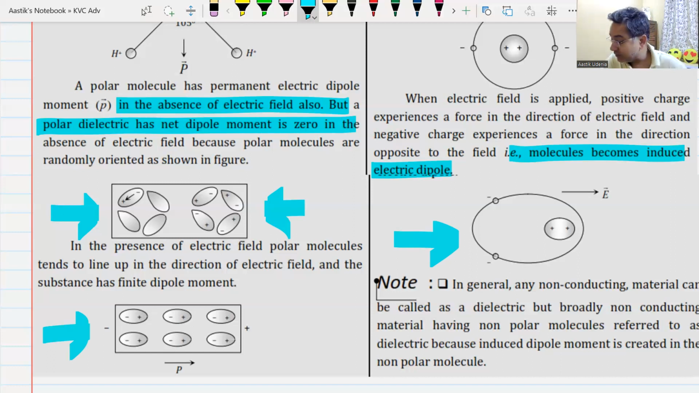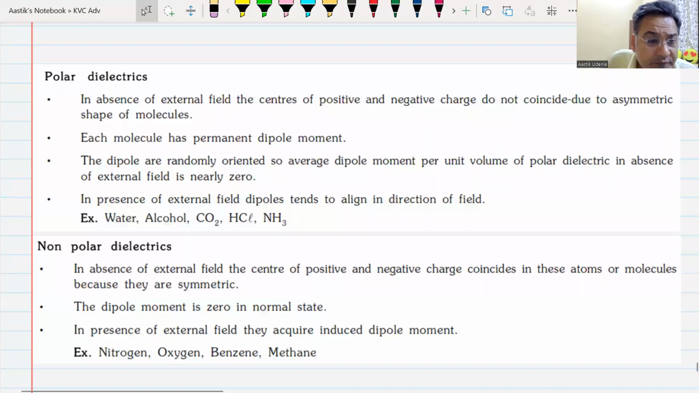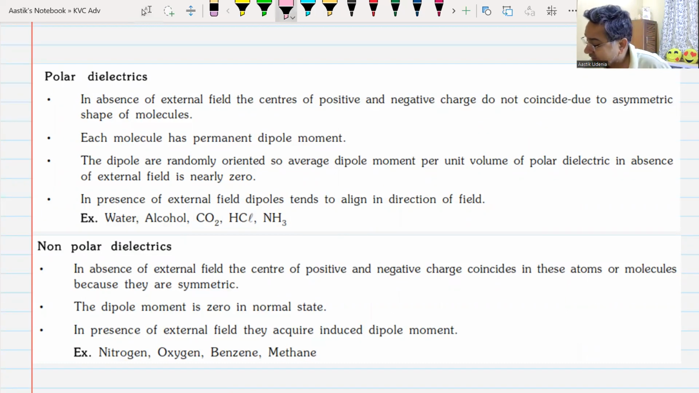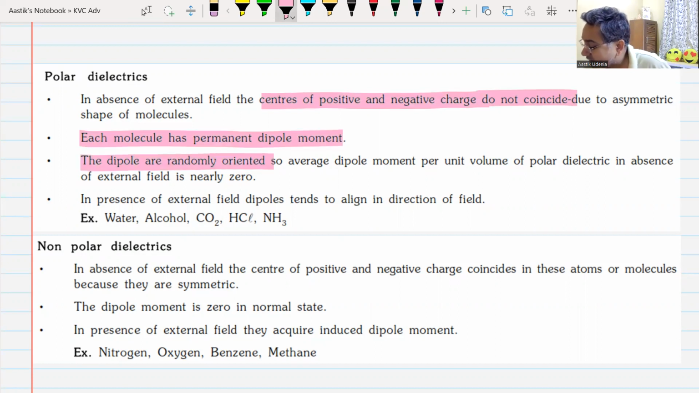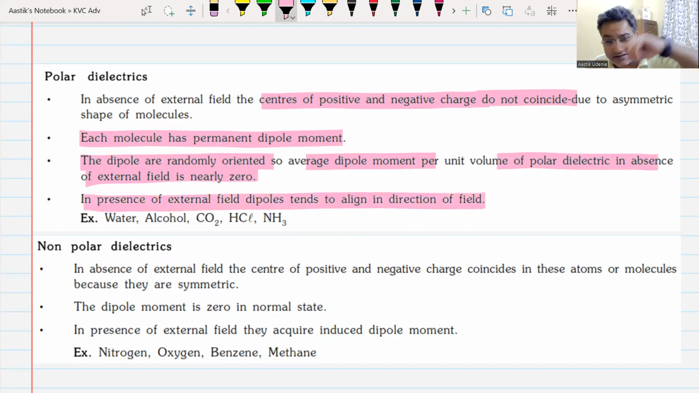What is the difference between the polar and the non-polar dielectrics? In polar dielectrics, the centers of the positive and the negative charge do not coincide. So each molecule has a permanent dipole moment, but these dipoles are randomly oriented. So the average dipole moment is 0. But when this is placed in an external field, all the dipoles will align in the direction of the electric field, and therefore there will be a net dipole moment which is induced.